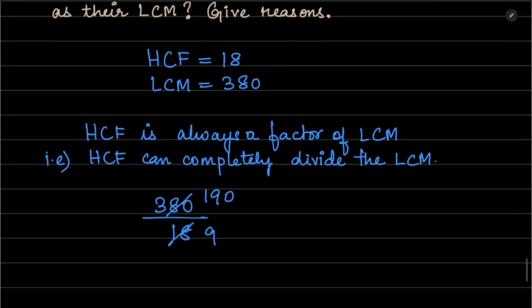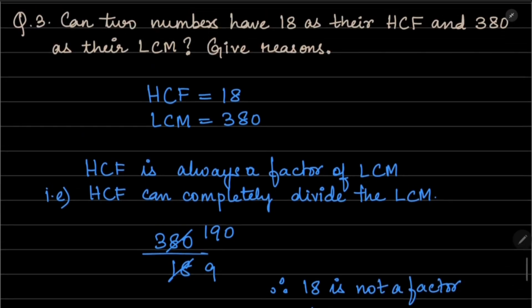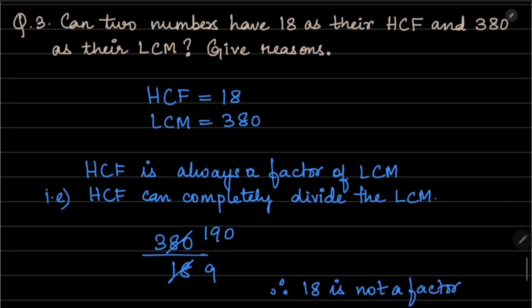190 is not entirely divisible by 9, or 9 cannot divide 180 completely. Therefore, it is not possible. You can say that 18 is not a factor of 380. Therefore, there cannot be two numbers that can have 18 as the HCF and 380 as the LCM.